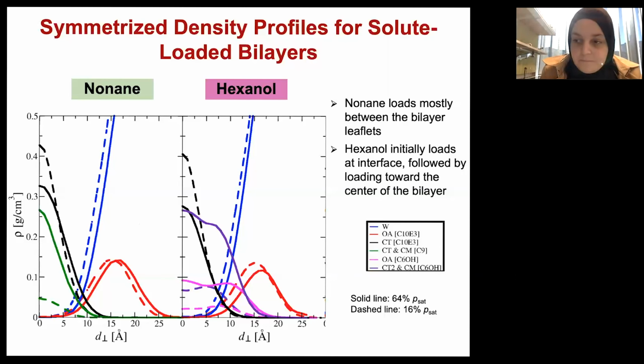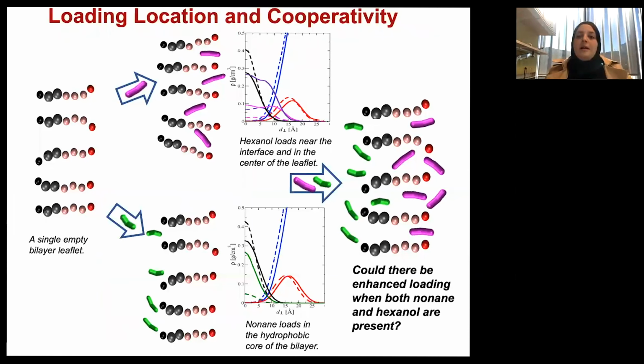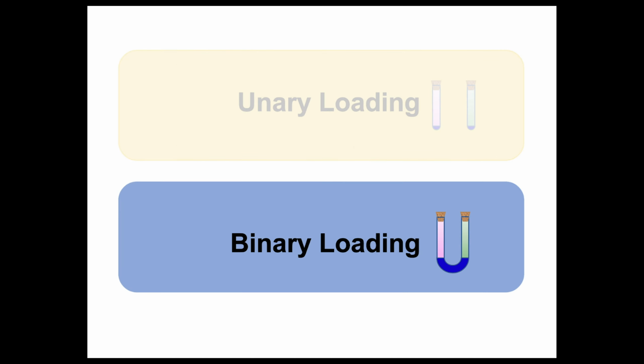So the question now lies, what occurs when we have both solutes being loaded into our surfactant bilayer? So just to show you guys here, you can see with the image, again, nonane is loading on top, hexanol is loading in between the individual surfactants. Is there a kind of synergy, an enhancement in loading that occurs if we allow both solutes to load? So this leads to our next question. What occurs with binary loading?